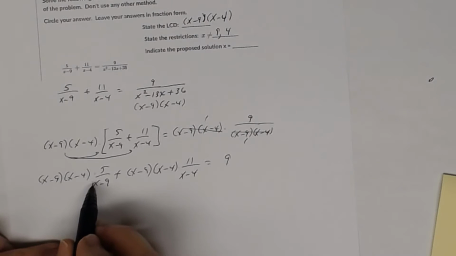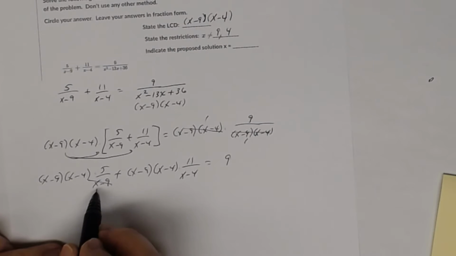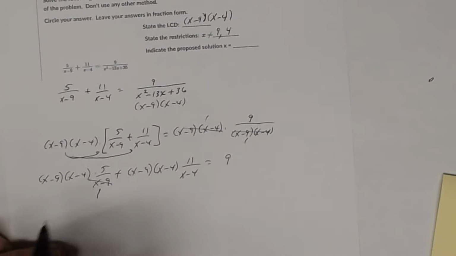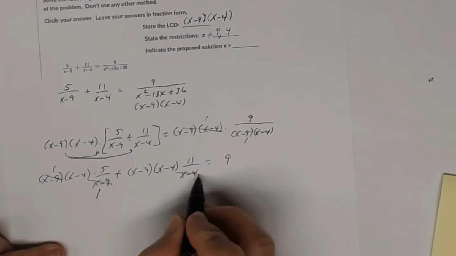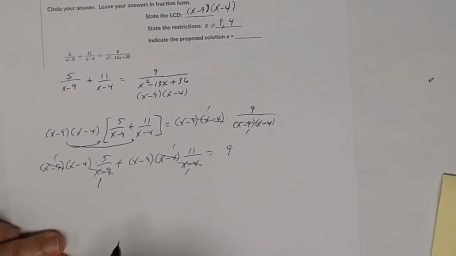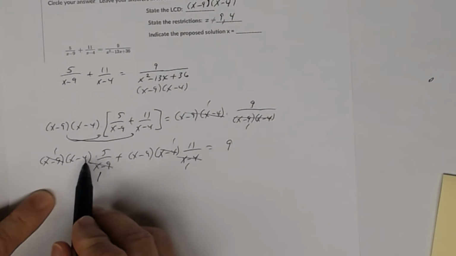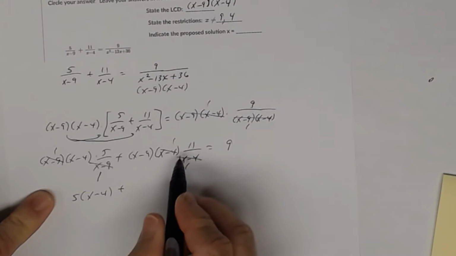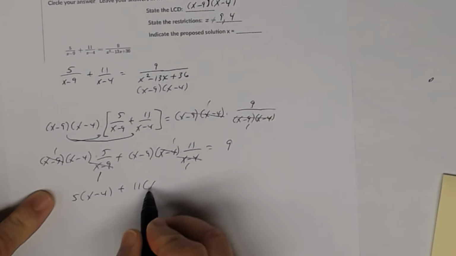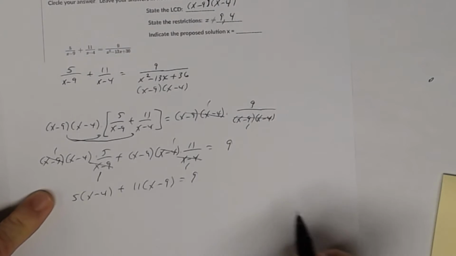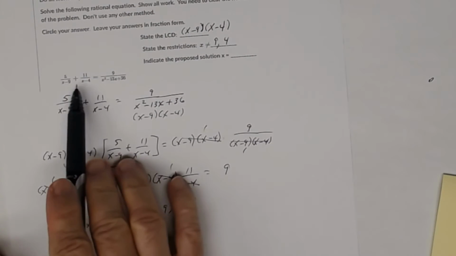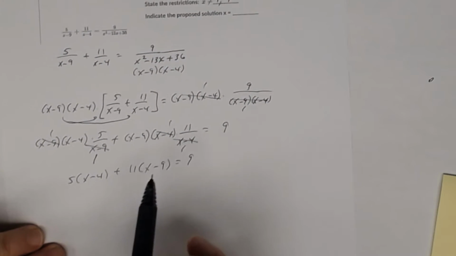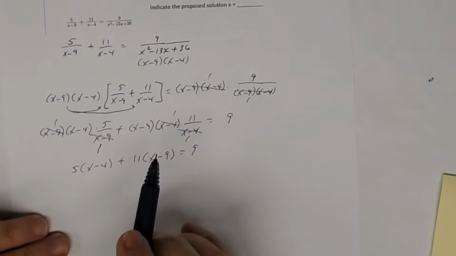And then we're going to go ahead and reduce here. So notice these x minus 9's divide out. So x minus 9 divided into itself is 1. So hence a factor of 1. Same thing here. Over here the x minus 4's divide out. And so basically you have 1 times x minus 4 times 5, which is 5 times x minus 4, plus 11 times x minus 9 equal 9. And so notice I went from a rational equation to a linear equation. So that's why you have to check your proposed solution.